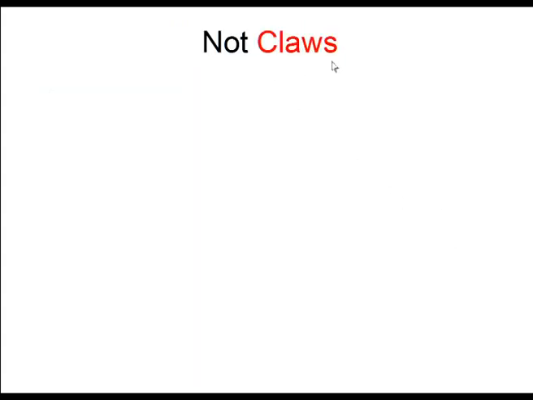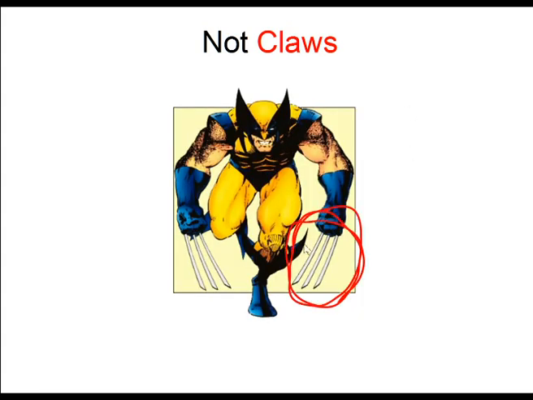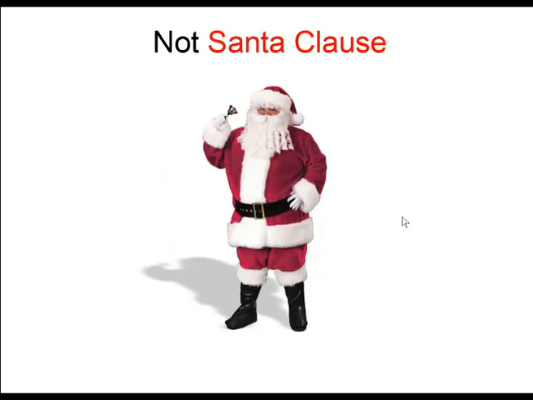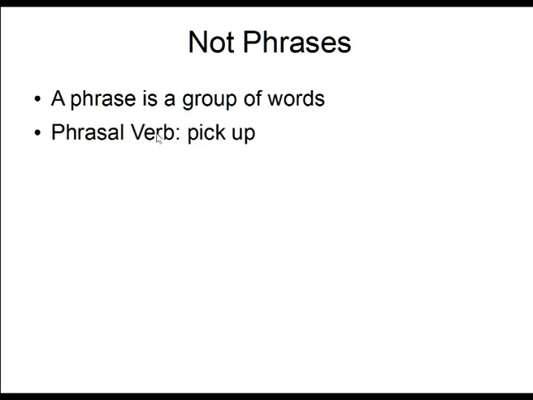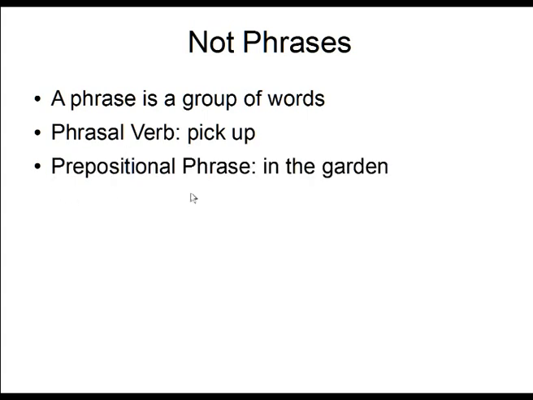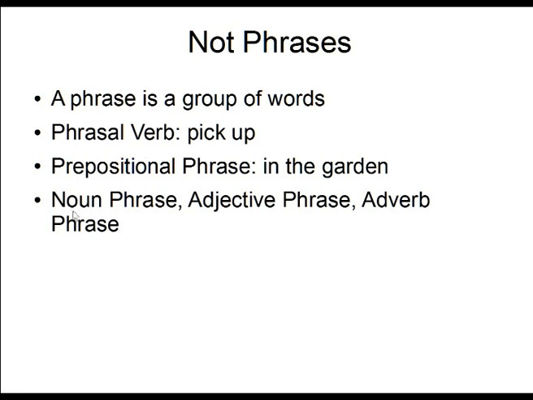We don't mean claws, even though it sounds the same, because a claw is something sharp. And we don't mean Santa Claus, even though it sounds the same and is spelled the same. And we don't mean a phrase. A phrase is a group of words. A phrasal verb, like pick up, is a phrase. A prepositional phrase, in the garden, is a phrase. And you can have noun phrases, adjective phrases, different types of phrases, but we're not going to talk about those.